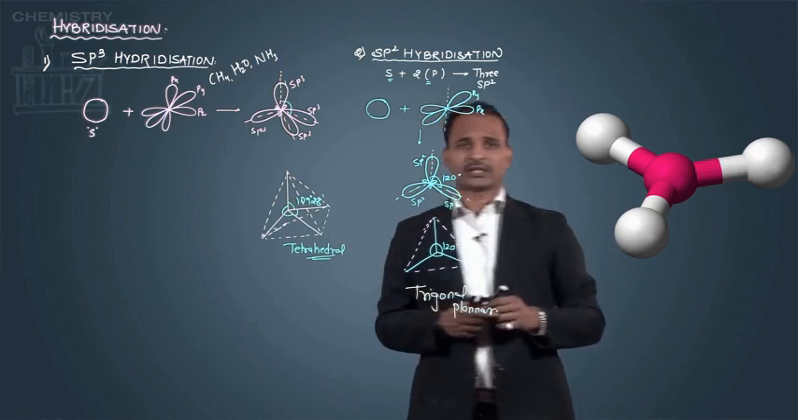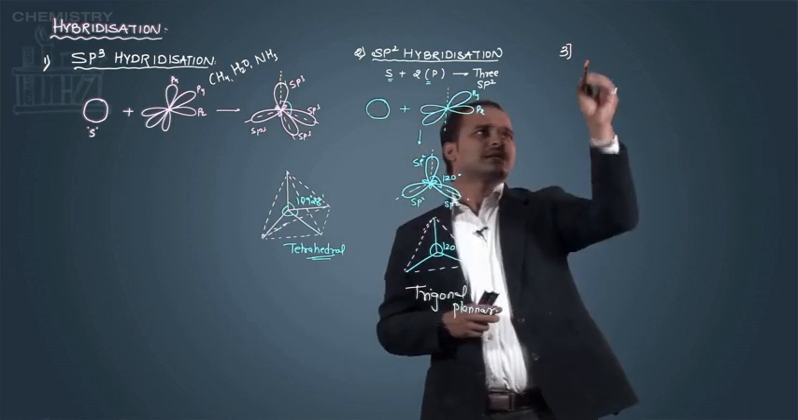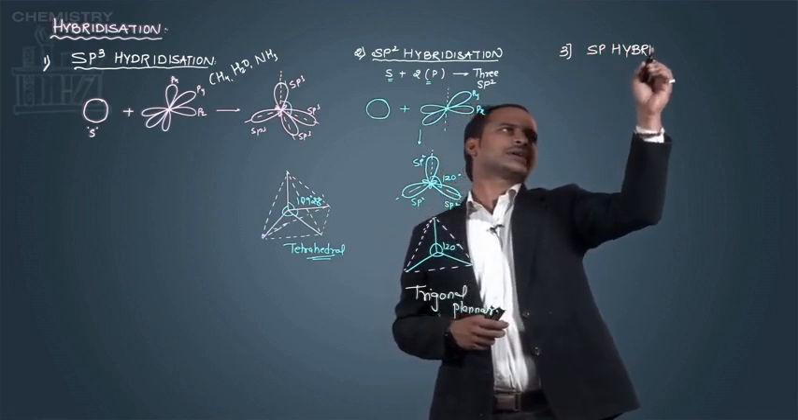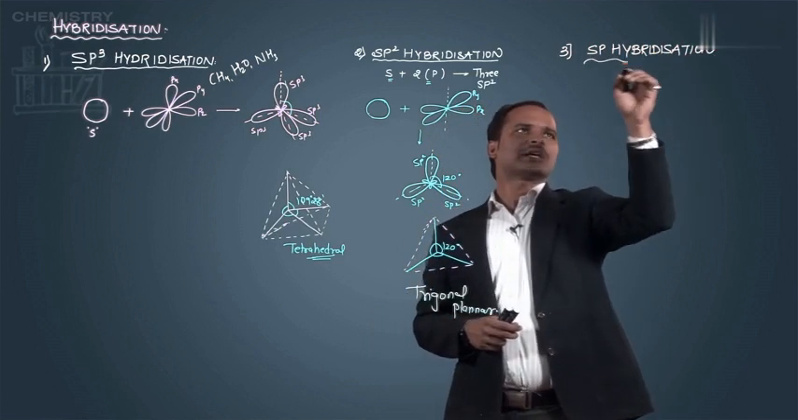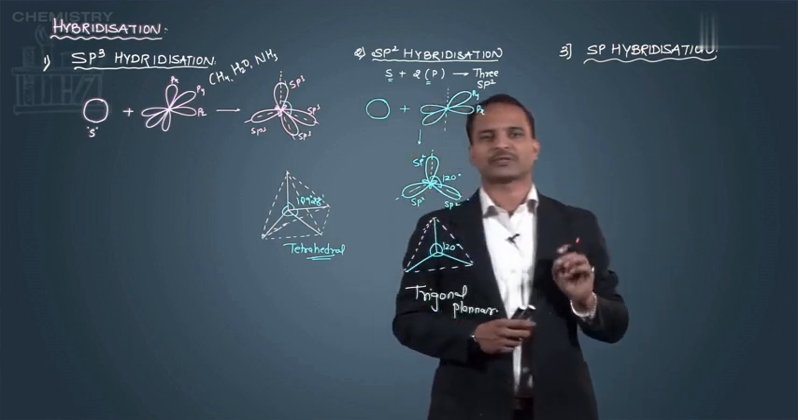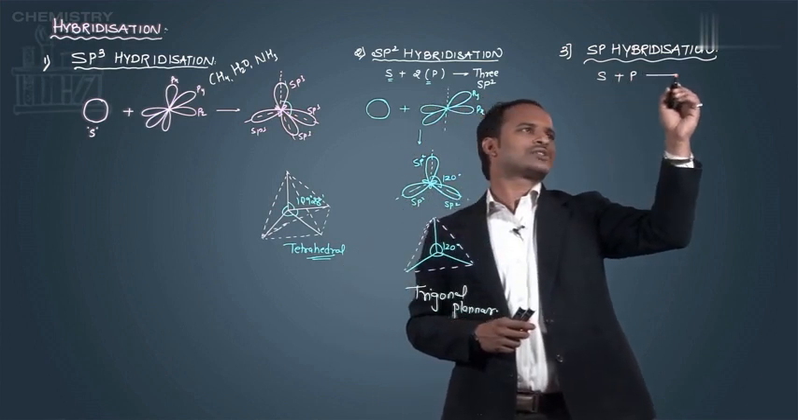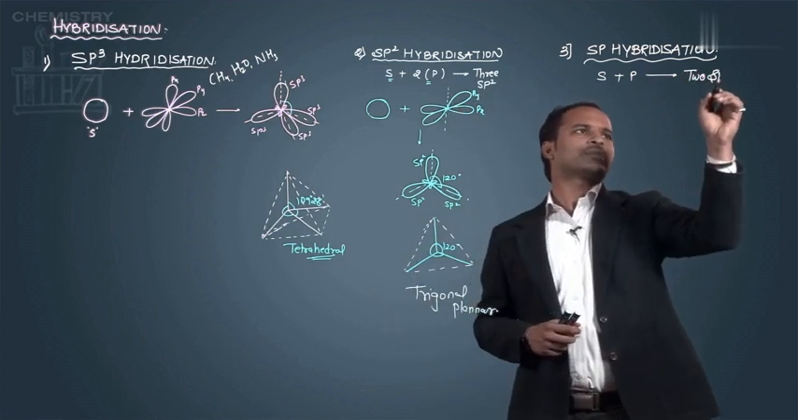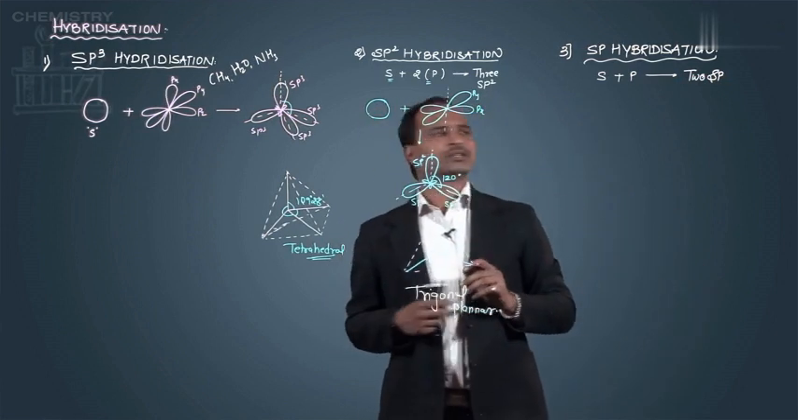Then the third type which we have is sp hybridization. sp hybridization is also known as linear hybridization. So if there is a question on linear hybridization, keep in mind it's nothing but sp hybridization. Now what happens in the case of sp hybridization? One s orbital and one p orbital undergo mixing and recasting and produce two new hybrid orbitals. Each of them is called an sp hybrid orbital, having the same symmetry and same energy.